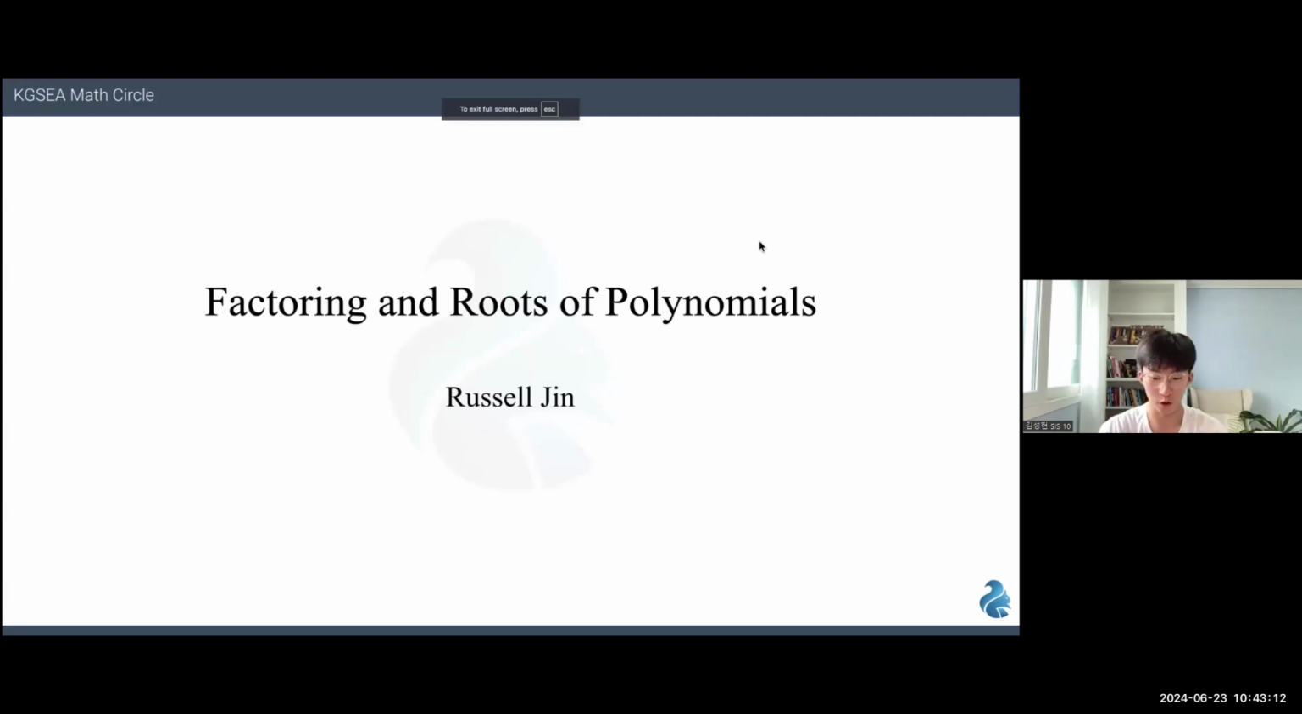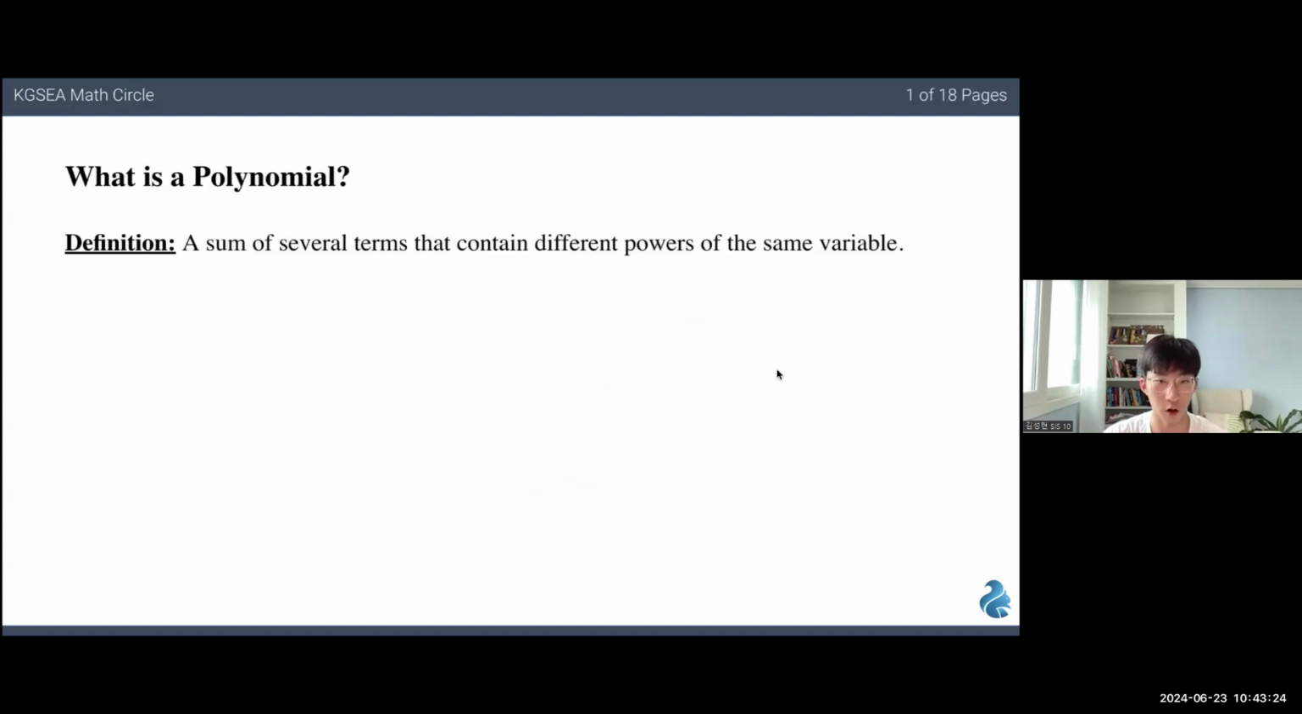I'll begin now. So today I'll talk about factoring as well as just finding roots of polynomials and applying that to solve some problems in math competitions. So first of all, let's just go over the definition of a polynomial.